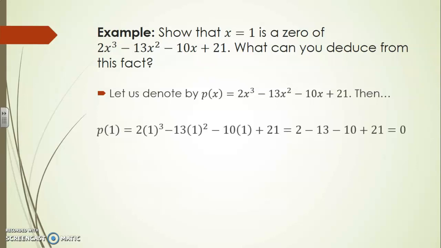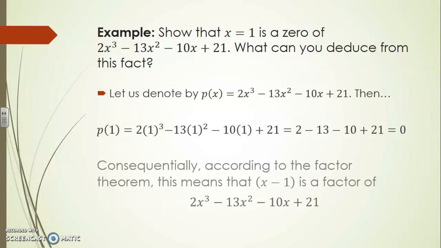Calculating p at 1 means replacing all x's by 1. And the outcome of this calculation is that we're going to get 0. This means that x minus 1 will be a factor of the polynomial, since x equals 1 was a 0 of the polynomial itself. That's what the factor theorem says.